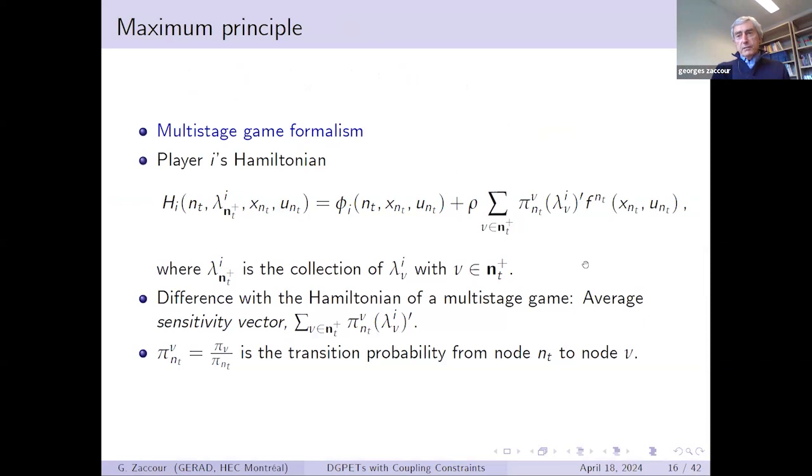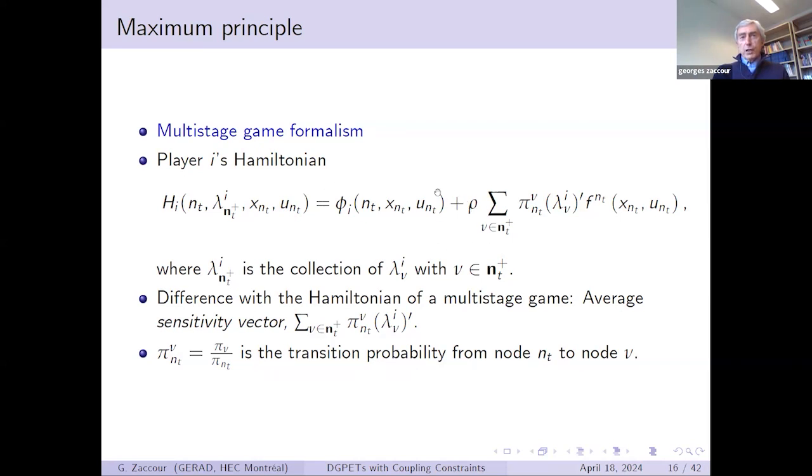Now, this being said, if we want to compute the equilibrium, we need to proceed as usual with a dynamic game: write the formalism in multi-stage game and state a maximum principle. So what do we have here? Start by defining player I's Hamiltonian. This Hamiltonian will depend on the node, on the state, on the control, and of course we have a vector, or collection, of adjoint variables. And this is the Hamiltonian.